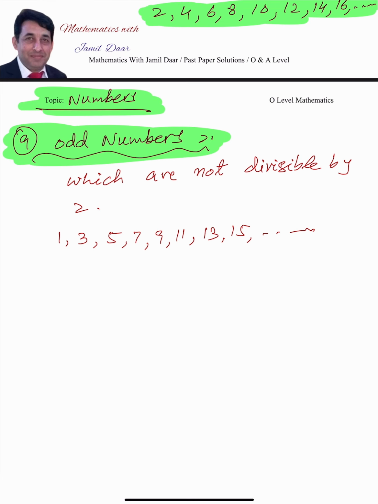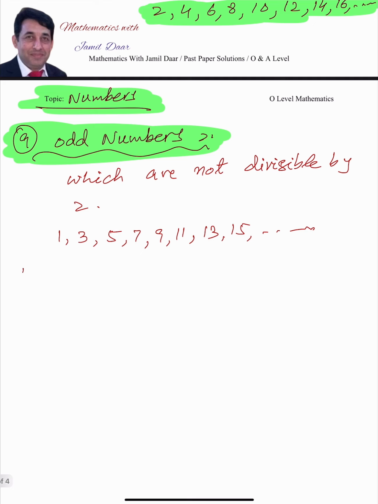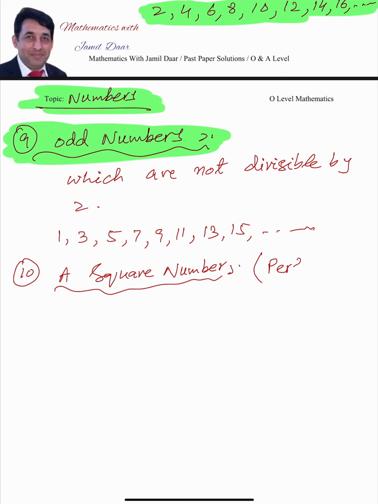So the next, 10th type of numbers are square numbers, or you can say perfect squares.